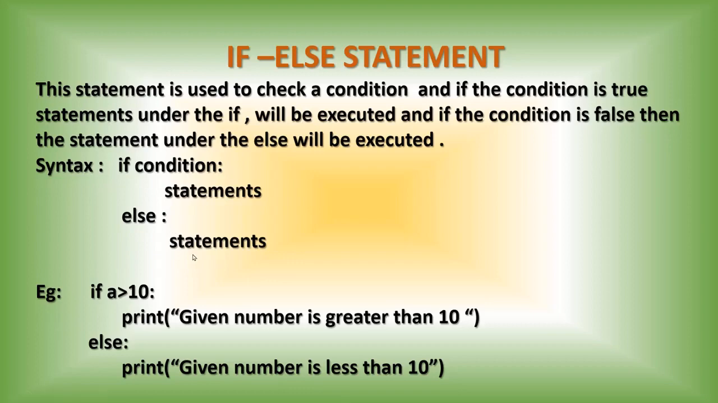You can see one example over there. If a greater than 10. There is a condition mentioned over there. A greater than 10 is the condition. If the condition is true, the statement under the if will be executed. If the condition is false, the statement under the else will be executed. So if a is greater than 10, the message 'the given number is greater than 10' will be displayed. If that condition is false, then the second part, the else part, will be executed. That is all about the if-else statement.